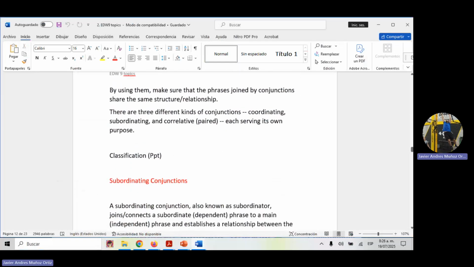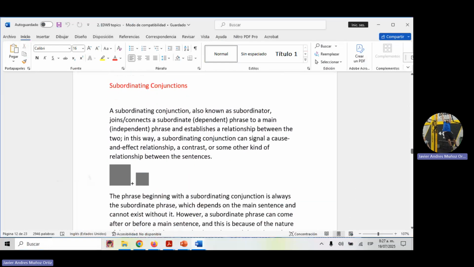The idea of the conjunctions is that they need to be used to join, to combine elements with the same structure, relationship, and so on. Therefore, we are going to focus on joining nouns with nouns, adjectives with adjectives, simple present tense with simple present tense, and so on. Okay? In this case, we are going to focus on subordinating conjunctions.